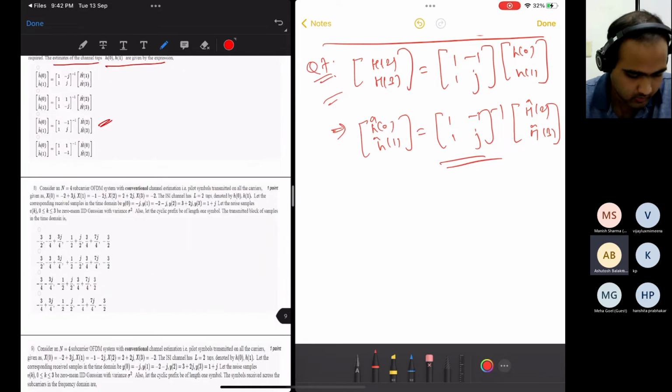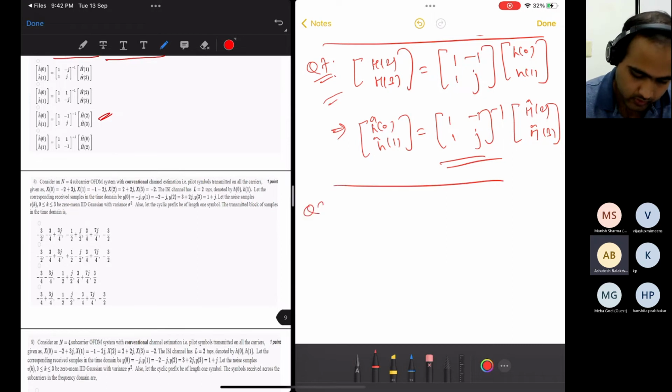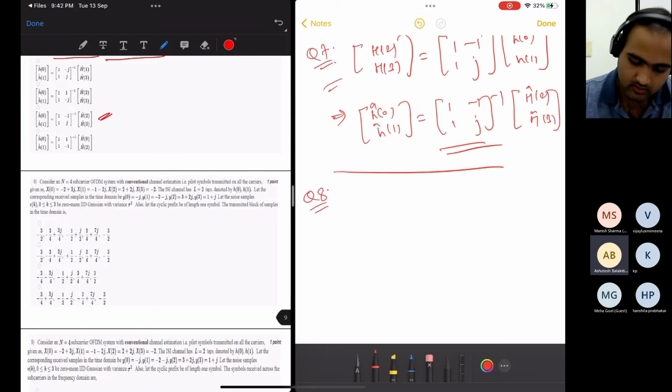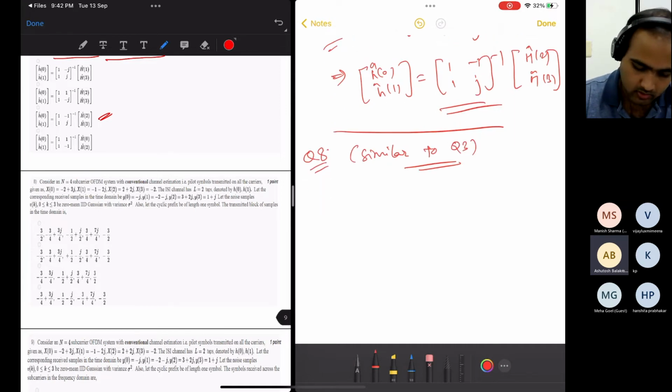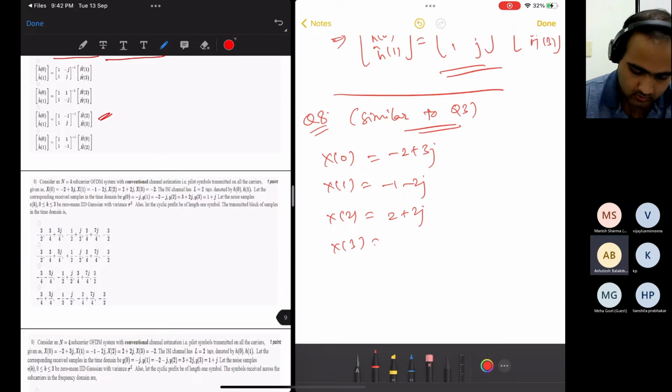Okay. Question 8. So in question 8, what is it given? This is again similar to question 3. So the problem is similar to question 3. And what we are given in frequency domain, this is -2 plus 3j. This is -1 minus 2j. Similarly, X of 2 is 2 plus 2j, and X of 3 is -2. Right? We are given this.